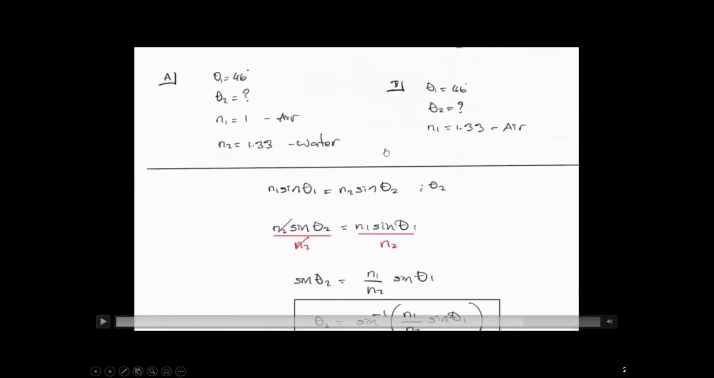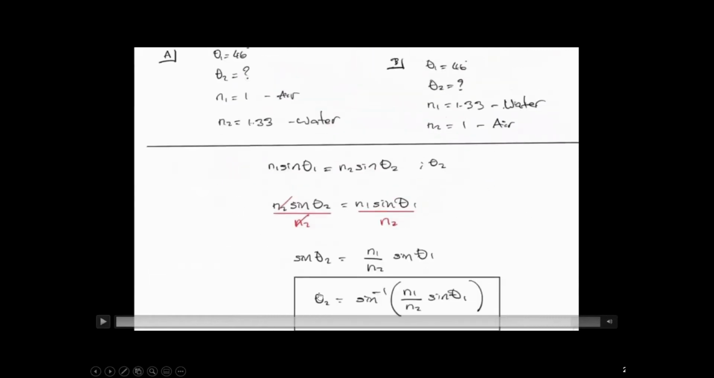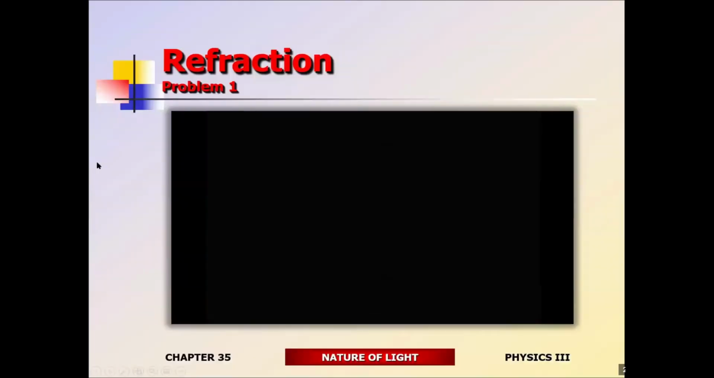All right, so in this case, we reverse the direction now. It's going to be coming from water into air. So if that's the case, the question is, what is the index of refraction? It's the same exact formula. Formulation is exactly the same, except just plug the numbers into that.